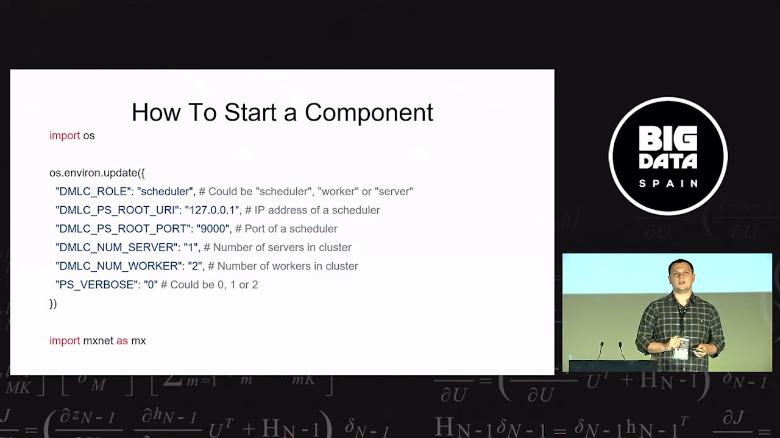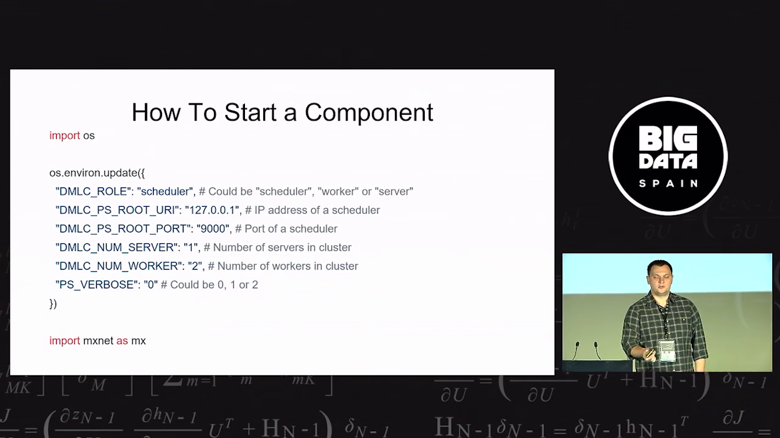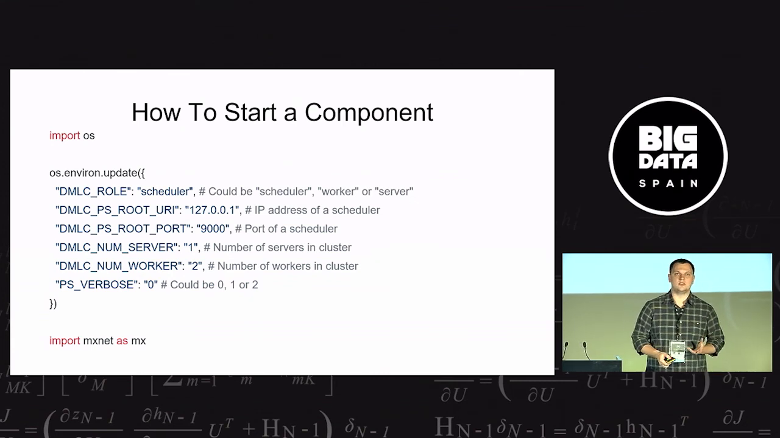And the last one, which is really important, is PS verbose. It's just the debug information. By default, when you're going to run it in production, you will use 0. But when you're going to run your first cluster, like today, we're going to use number 2 with the maximum amount of debugging information to see what is going on underneath and have a really good understanding of what's actually going on there.